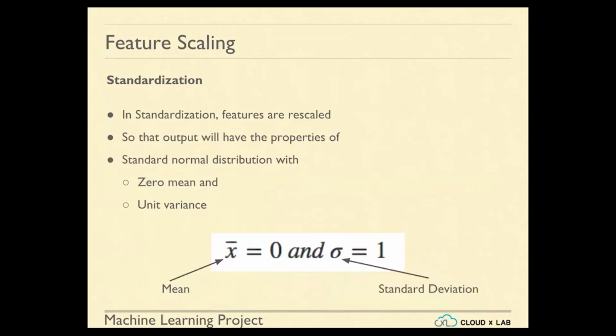And in standardization, features are rescaled so that the output will have the properties of a standard normal distribution with zero mean and unit variance. So X is the value, this is the mean, and that's the standard deviation. All right.